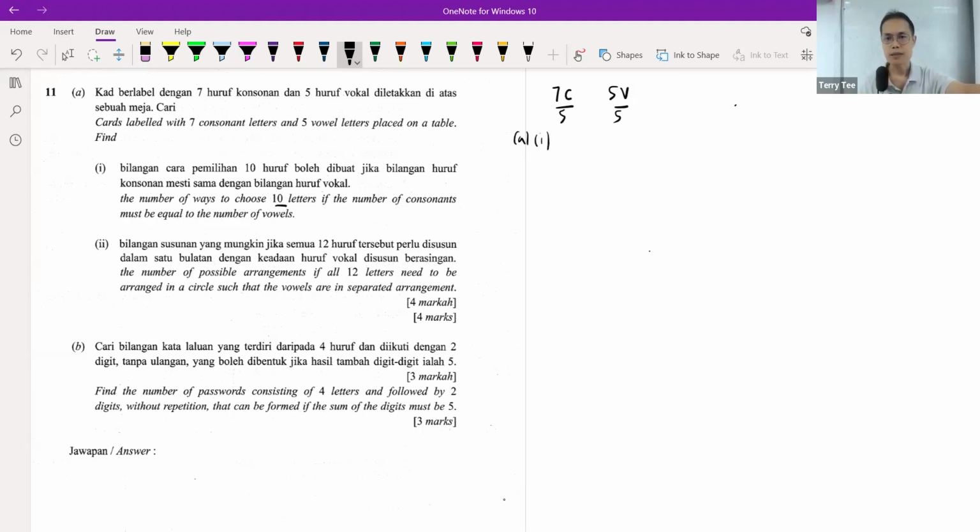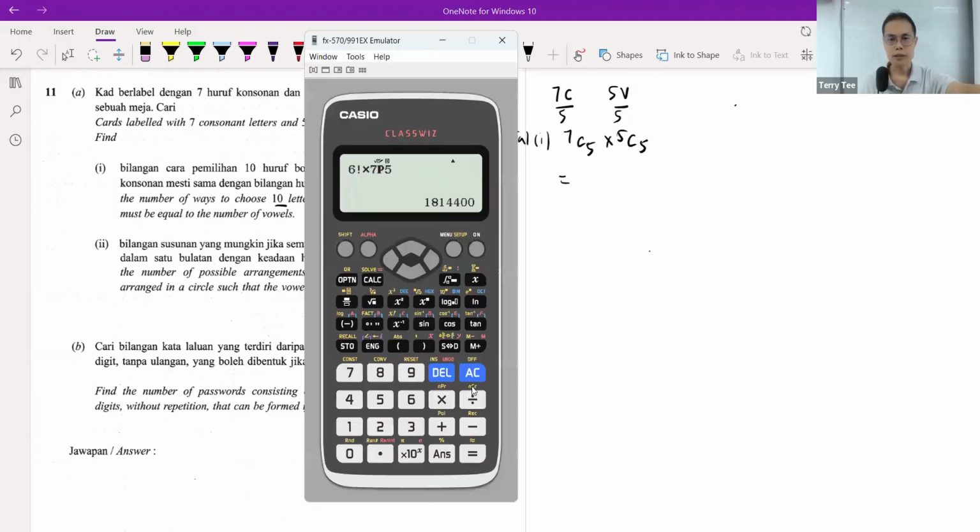So the first part is 7 consonants choose 5, 5 vowels choose 5. So the number of ways will be 7 choose 5 times 5 choose 5. 5 choose 5 is actually 1. So your answer is just 21.